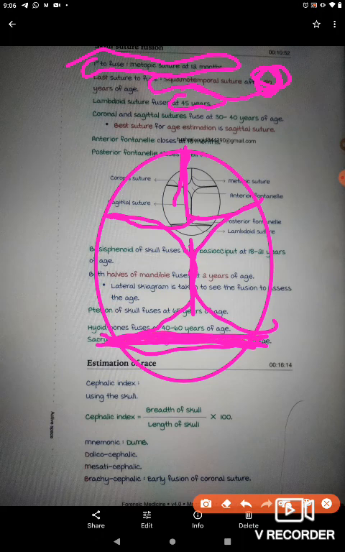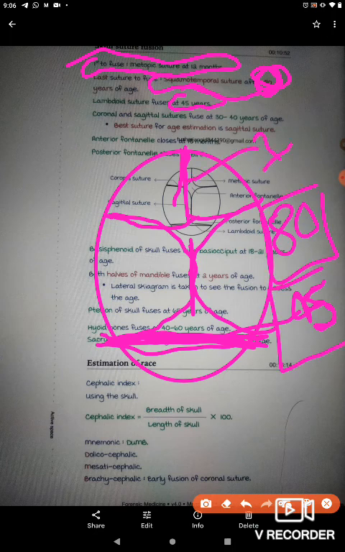Sorry, it was the sagittal suture between the parietal bones, and behind that the lambdoid suture. Lambdoid suture fuses at 45 years, and squamotemporal suture fuses in old age at 80 years. These are sutures for old age. Metopic suture fuses at just 1 year. And what about the coronal and sagittal sutures? Both fuse at about 30 to 40 years. The best suture for age estimation is the sagittal suture between the two parietal bones.